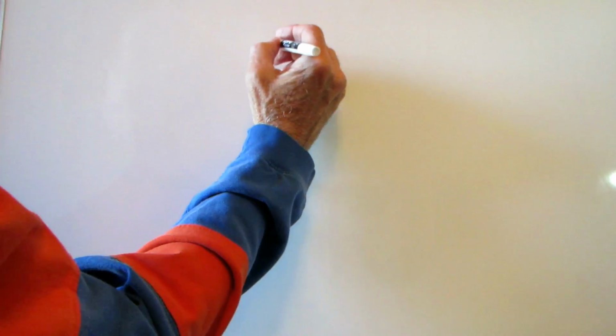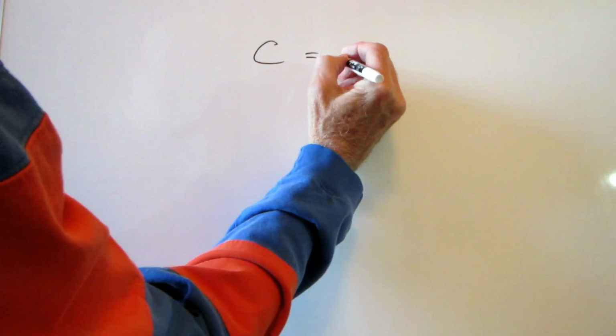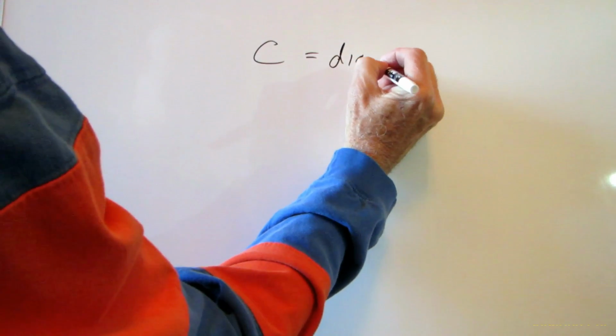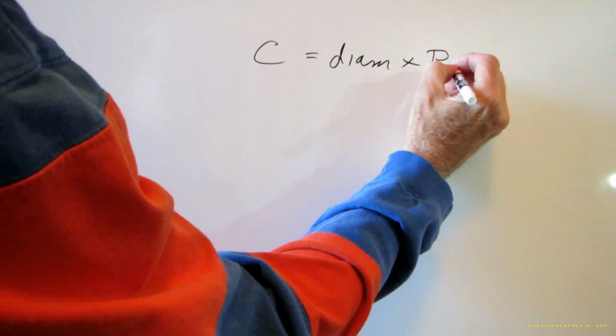Solving for the value of pi is essentially a two-step process. The first step is to cut a 1 unit diameter circle and then measure its circumference.